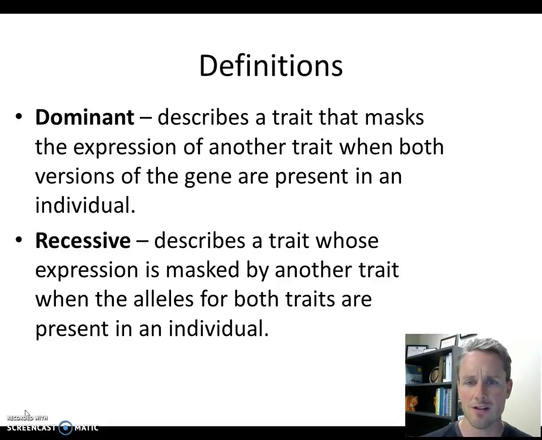Here the key differences are that we're looking at one trait, the dominant one, that does the masking. It masks the expression of another trait. That trait is the recessive one. Recessive traits are masked by another trait, the dominant one. So dominant and recessive traits have this relationship with one another where the dominant trait hides the recessive trait. Let's look at some examples and see if we can build a good understanding of these definitions.